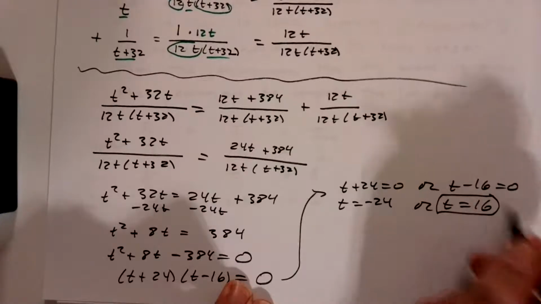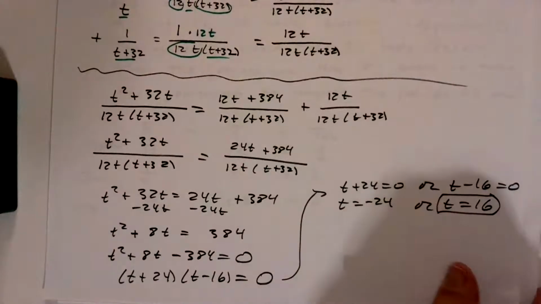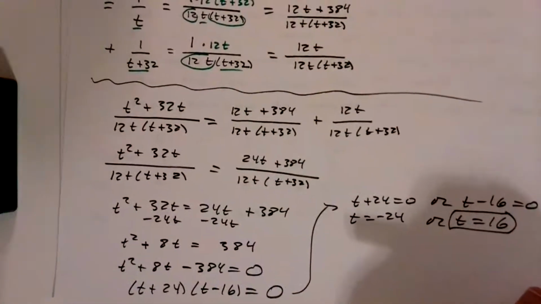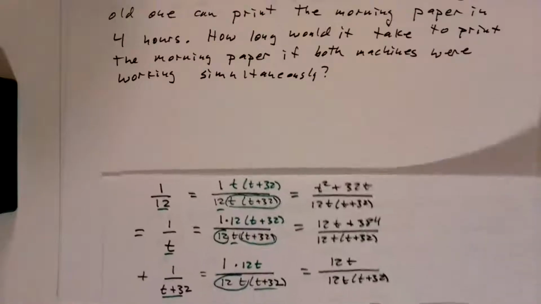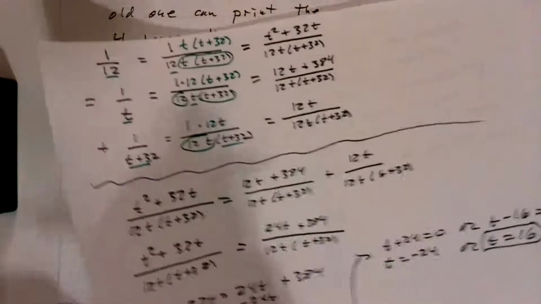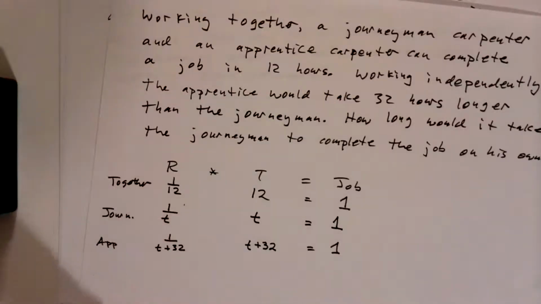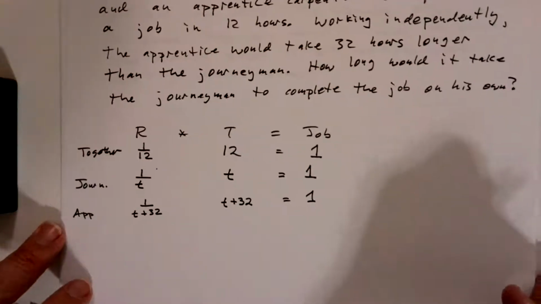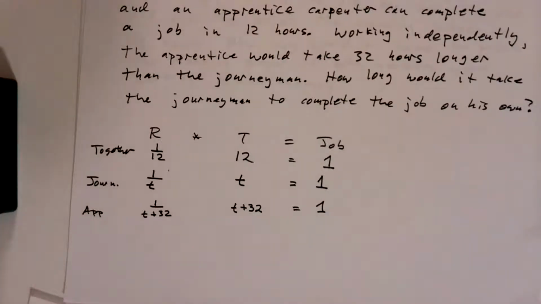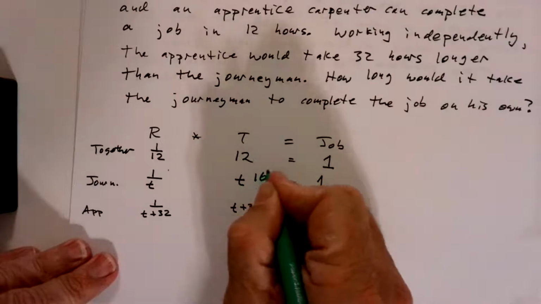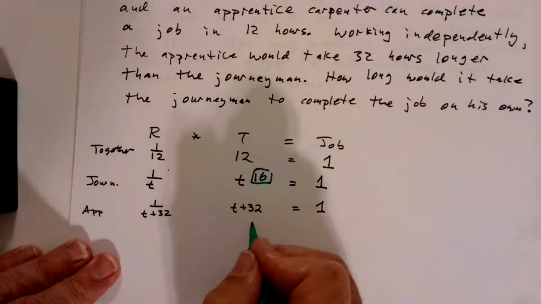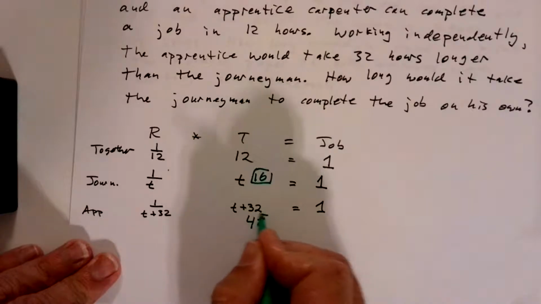Well, t equals 16 is what I need. And what was that asking for? I believe that was asking for how long it would take the journeyman to do the job by himself. So we're saying the journeyman would take 16 hours. So let's take a look. Journeyman would take 16 hours. So the apprentice would take 32 plus 16, the apprentice would take 48 hours.